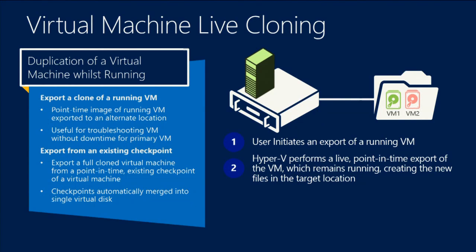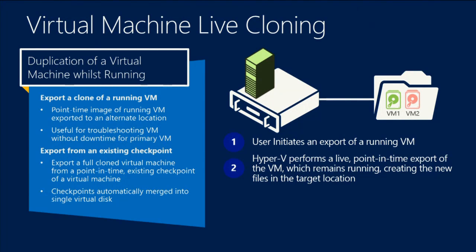So it will export that running VM to a new VM that's in an off state, and you can go ahead and start that up and reconfigure it as necessary. Really useful for troubleshooting, triaging bugs, whatever it may be. So we click, yeah, I want to do the live export. Hyper-V performs a point-in-time snapshot, exports all of that, does the necessary merging.